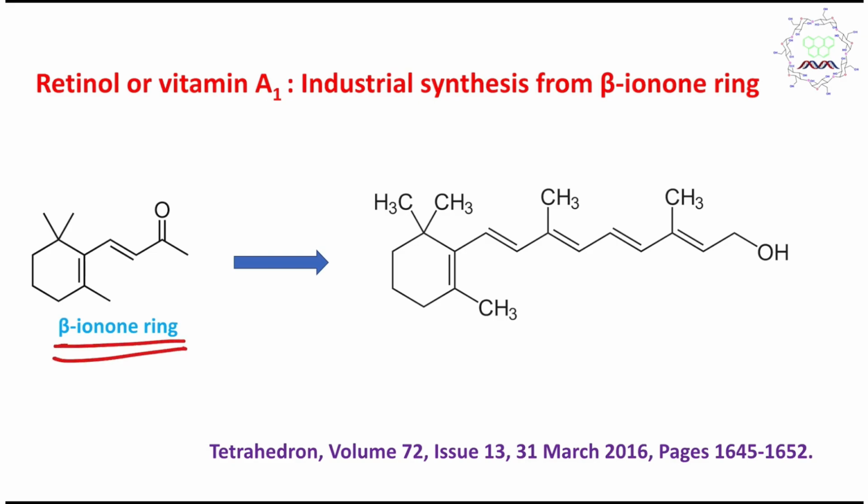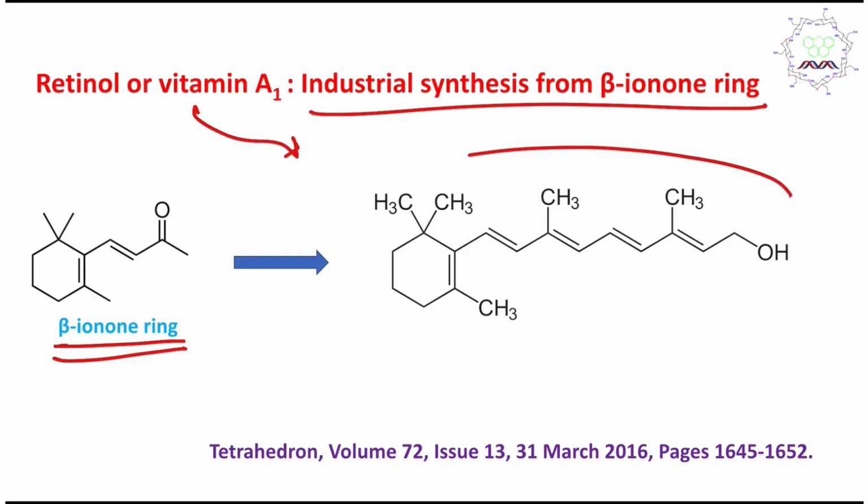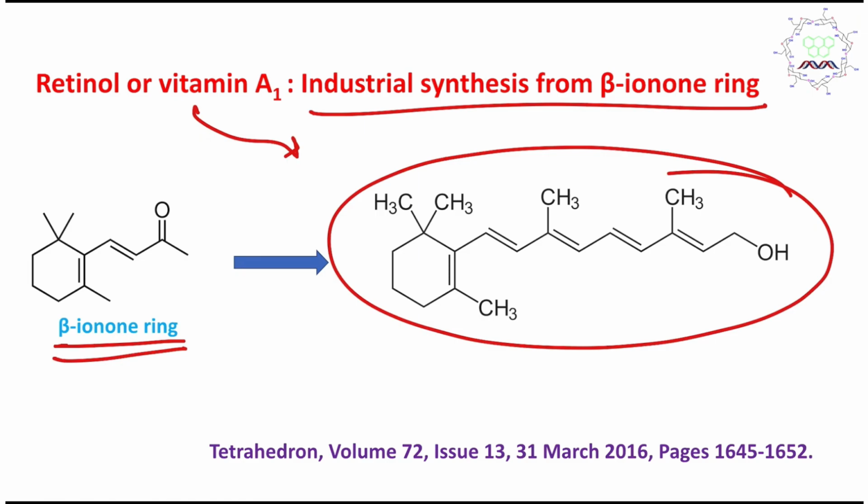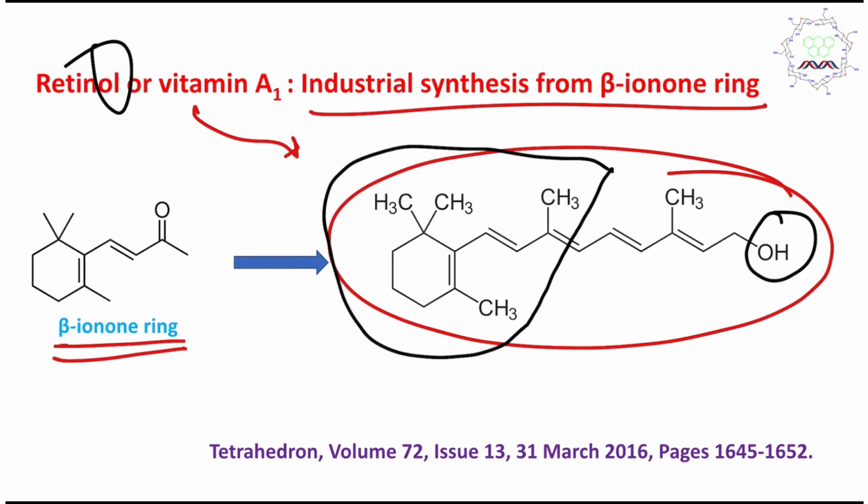So let's come to the importance of this compound, this beta enone ring. Why is it important? It is used for industrial synthesis of vitamin A or retinol. So this is vitamin A. Why retinol? This is all because of this alcohol. Just look at this part we are talking about. So that's why this chemistry is interesting.